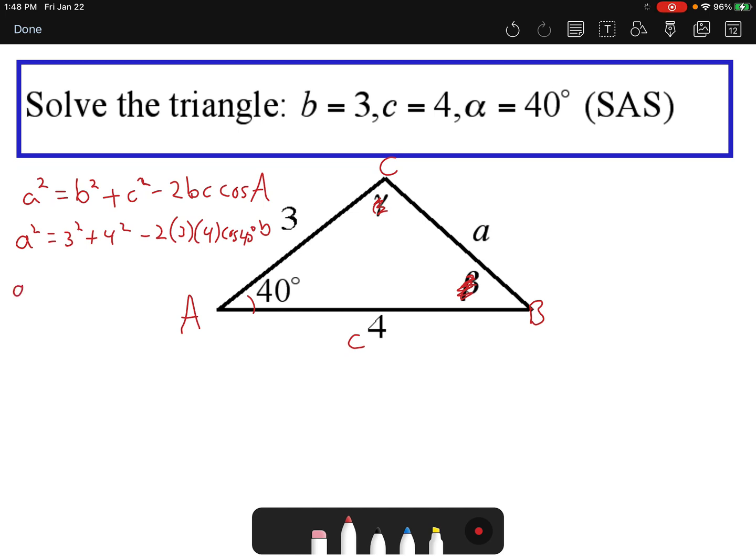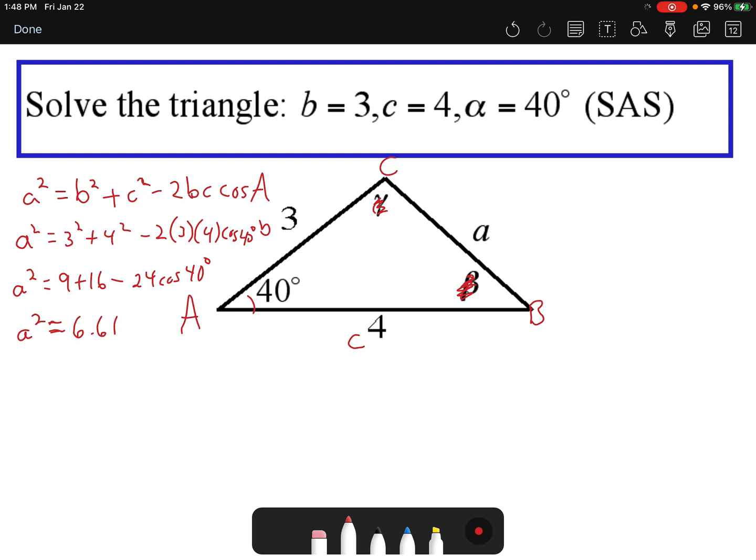Now you have to be very careful when you evaluate these. And you can do this on your calculator. I'm just doing this for the fun of it. You don't have to do that. You can literally just type it straight in, 3 squared plus 4 squared, which is 9 plus 16 minus 24 cosine 40. And you get about 6.61 and change, okay?